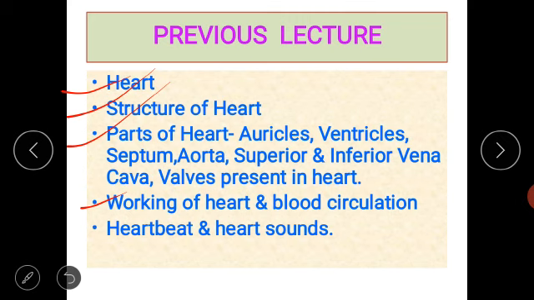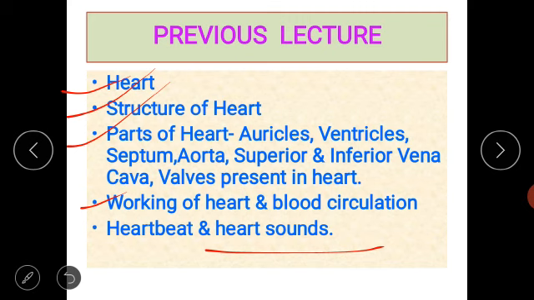And whenever the valves of the heart are opening and closing at the time of pumping of the blood, it makes the sound lub dub. So that indicates the heart sound. When valves of the heart open and close, they form the sound lub and dub. So that is indicated as a heart sound.